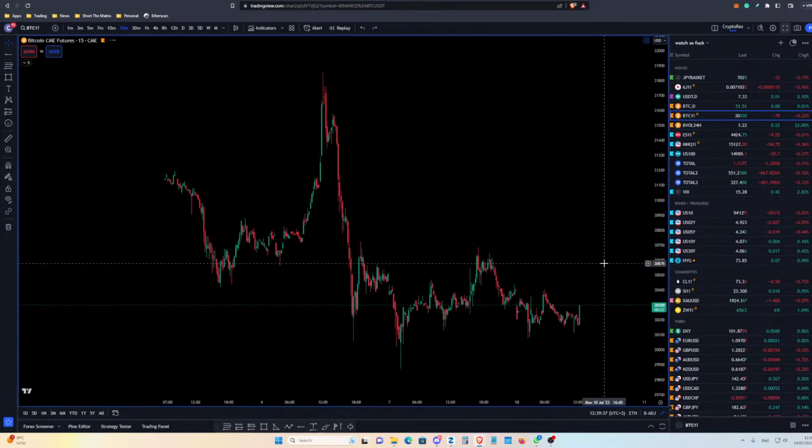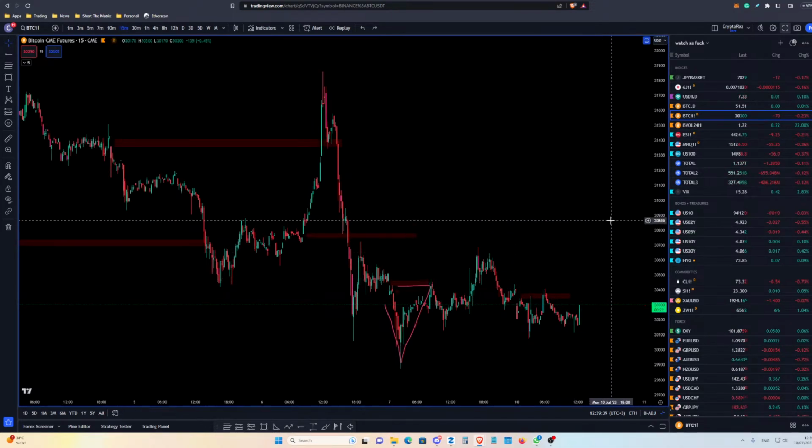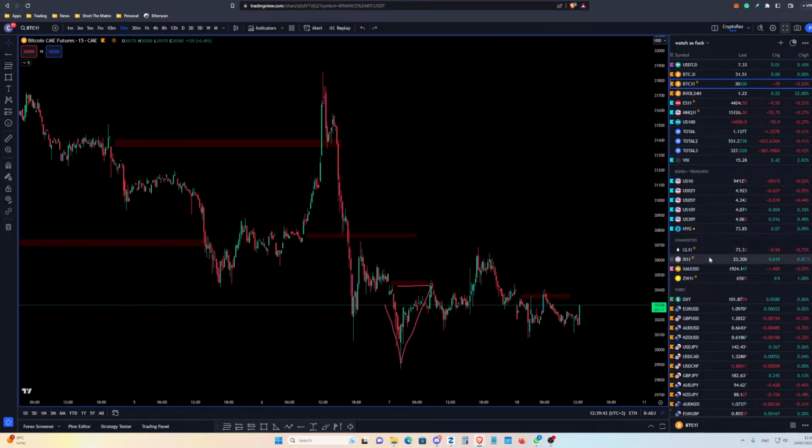But this is not what we are looking for. Like, we can use it if you guys scalp or whatever. But if you take some long positions, like swing trades, then you should take it kind of easy.